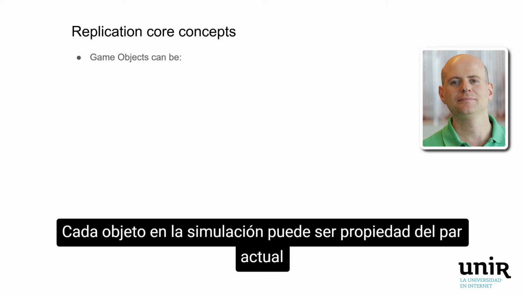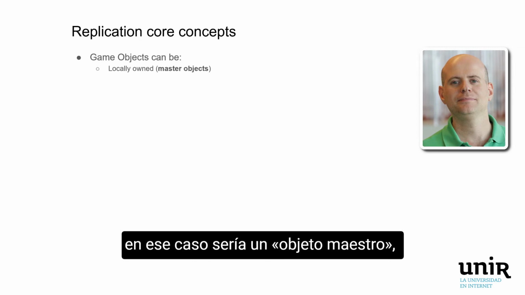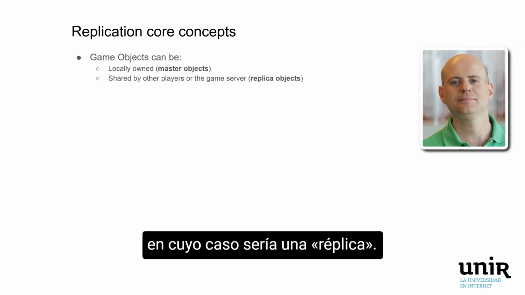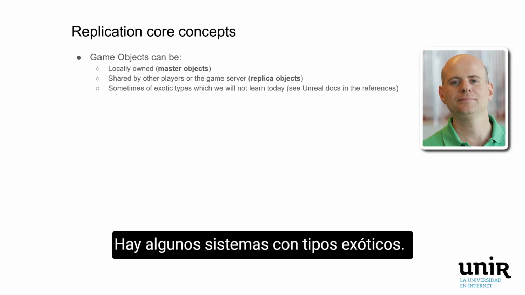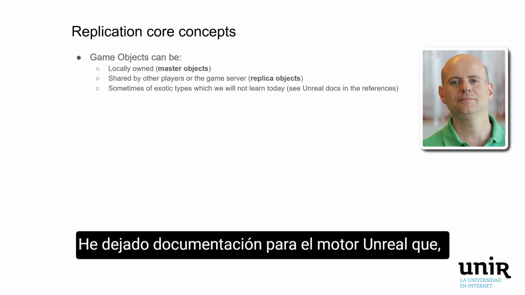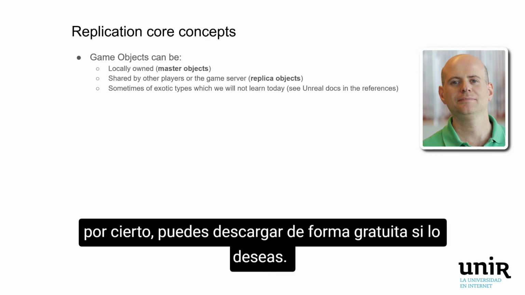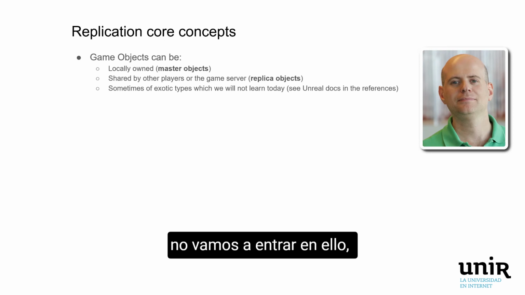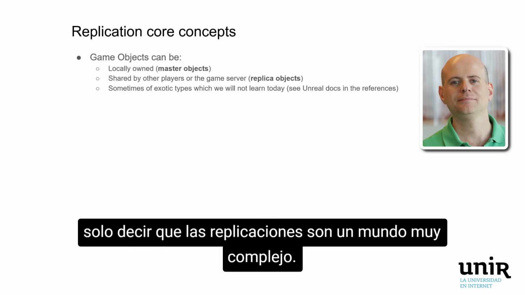Every object in the simulation can be owned by the current peer. So in that case, it's a master object, or it can be a copy of an object that belongs to somebody else. So it's a replica. There are some systems that have some exotic types. I've linked the documentation for the Unreal Engine, which, by the way, you can download for free if you want, that uses some exotic variations of this. We're not going to go into those, but it's just to say replication is a very complex world.